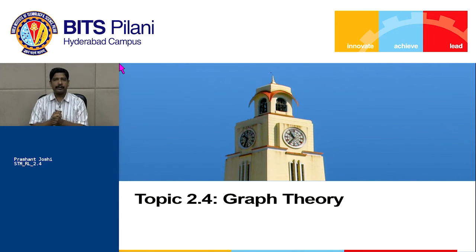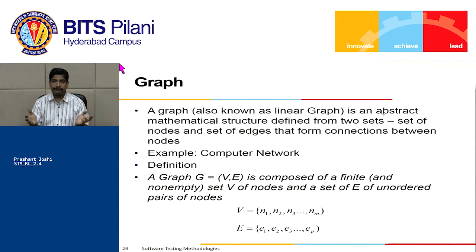Again, our treatment is going to be informal, but let's look at some of the things that graph theory brings us. A graph, also known as a linear graph, that's what we are talking about. In fact, a computer network. A computer network would typically have computers connected.